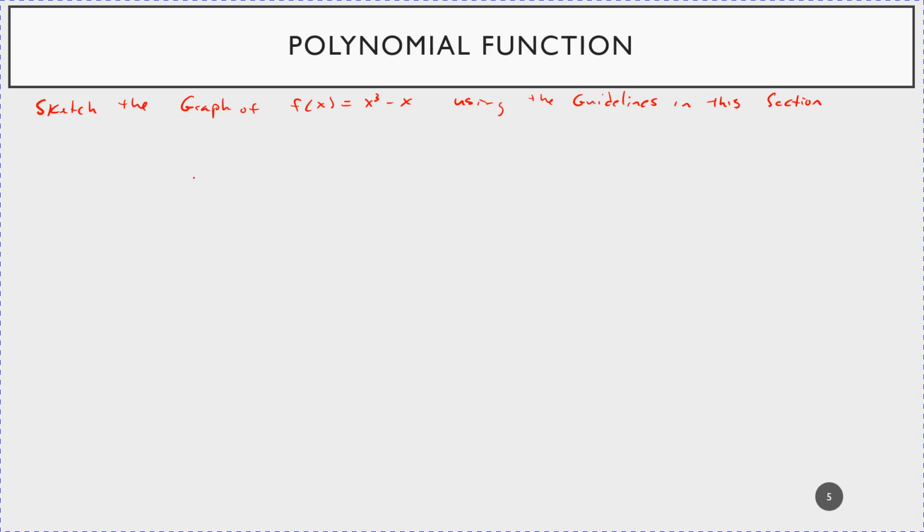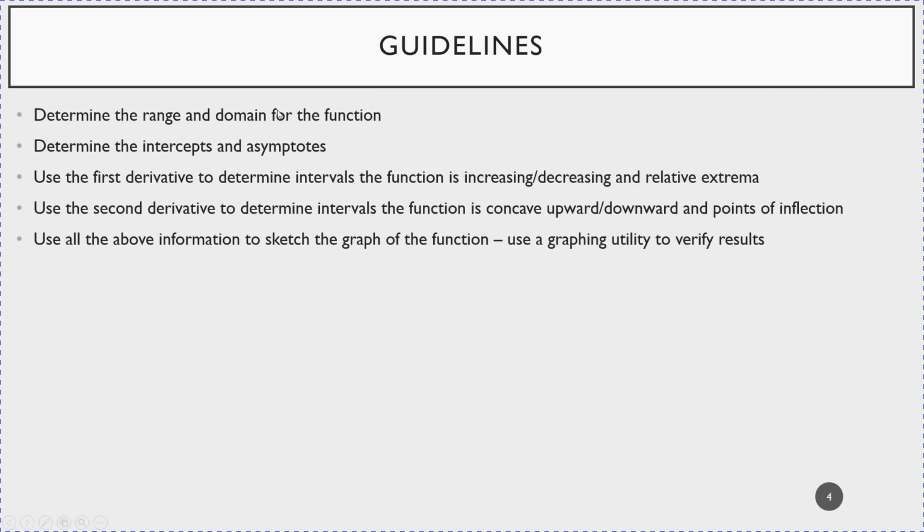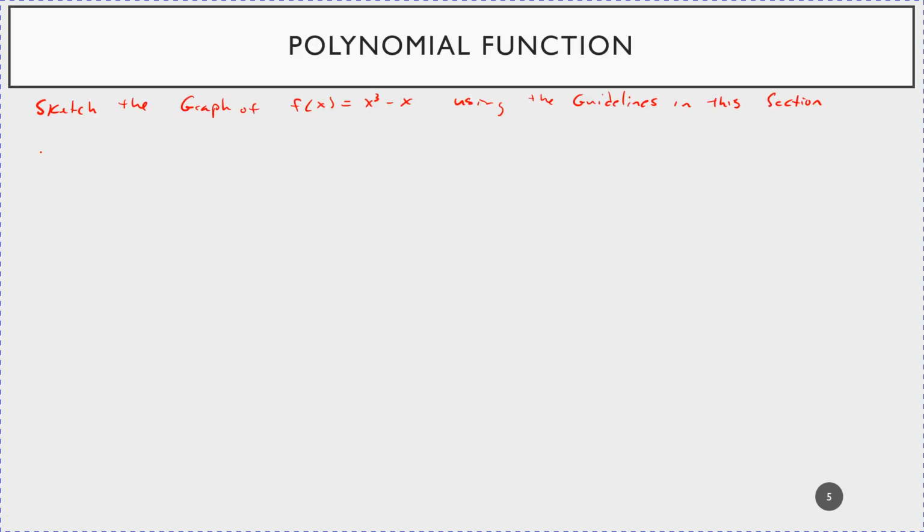The first thing, going back, is to determine the range and domain. This is a polynomial function, so the domain is negative infinity to infinity, and the range as well is negative infinity to infinity. That's pretty easy. Are there any asymptotes for this type of polynomial function? No, there are no asymptotes. We know that about a polynomial function. We'll do an example later on where there will be asymptotes.